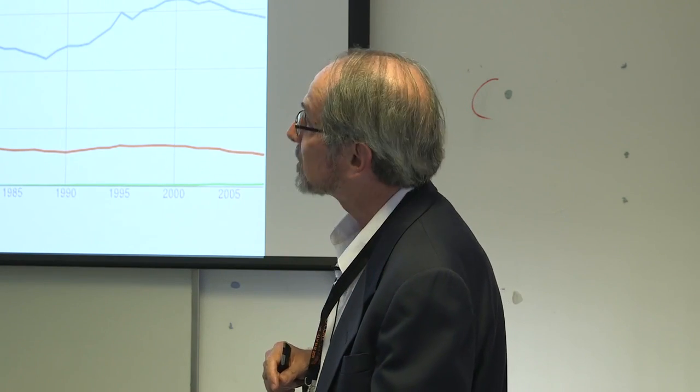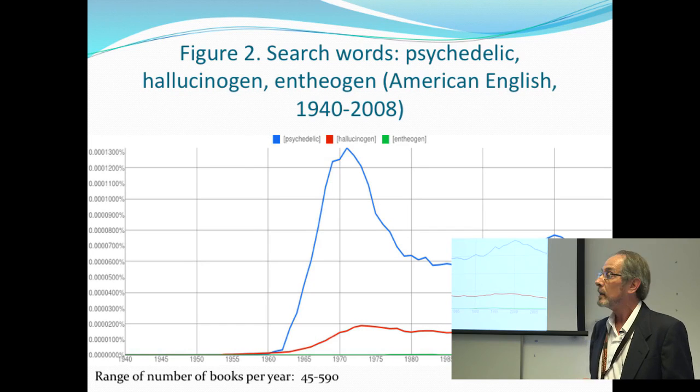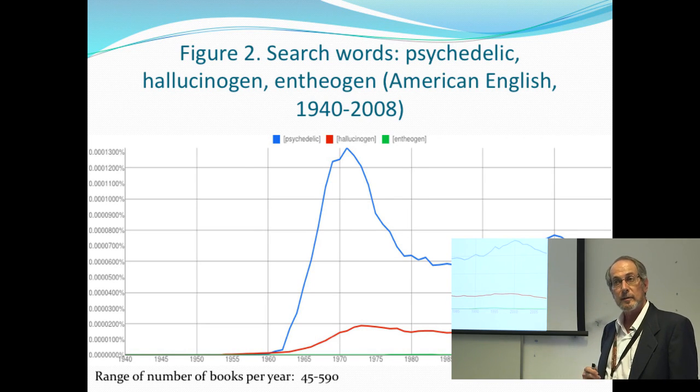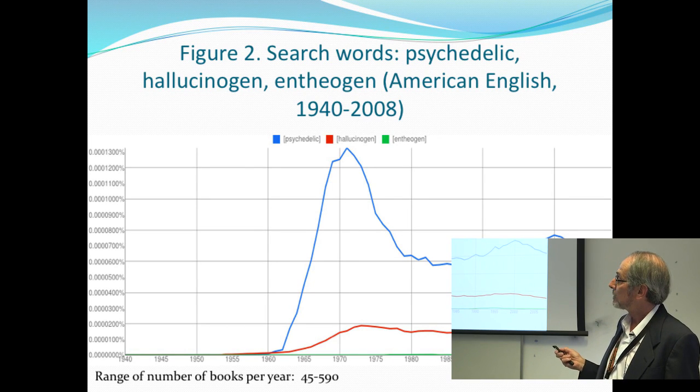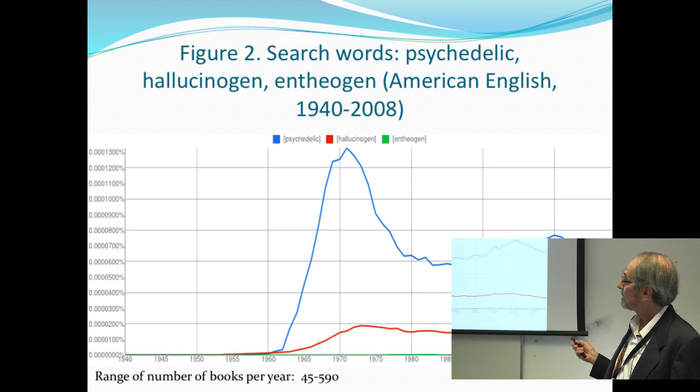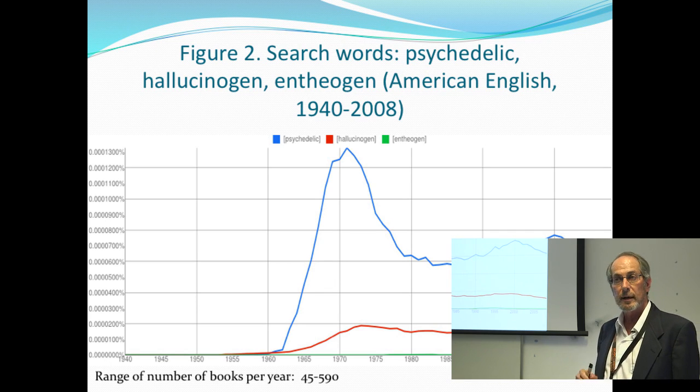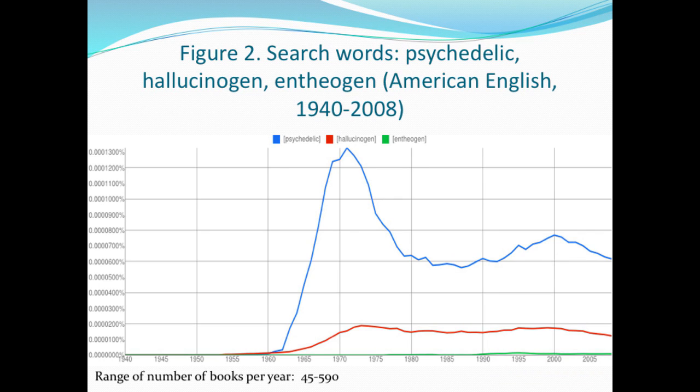Let's make it a little bit more specific to American English. Again, the results pretty much about the same. We have that peak around 1970 with the drop-off, and then the renewed interest later on in the 1990s and up through today. The term hallucinogen, a little bit of popularity, but pretty level over time.